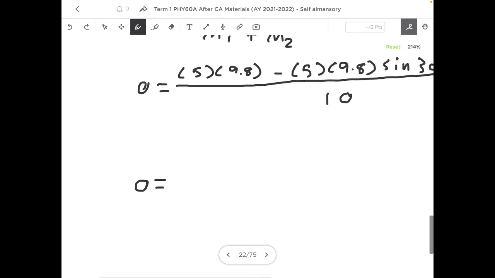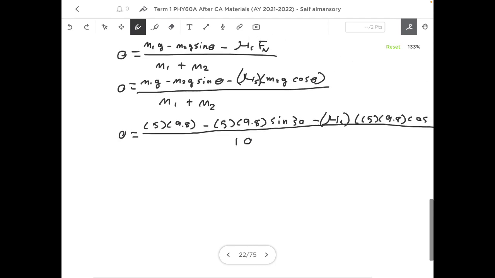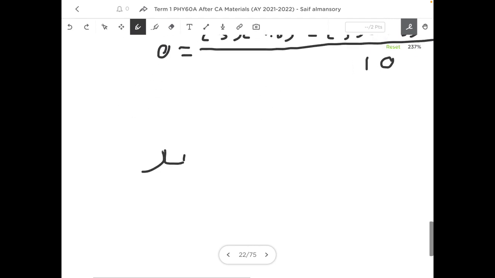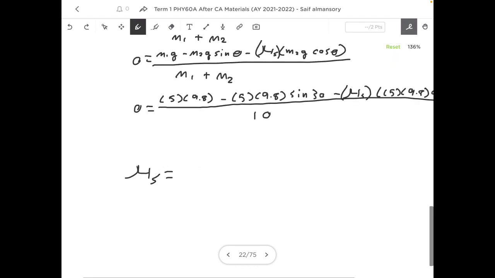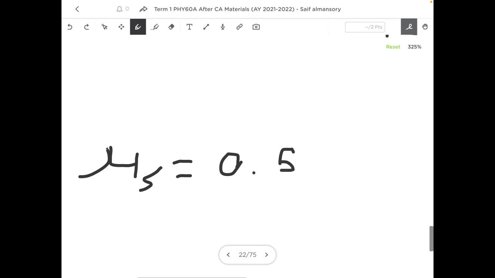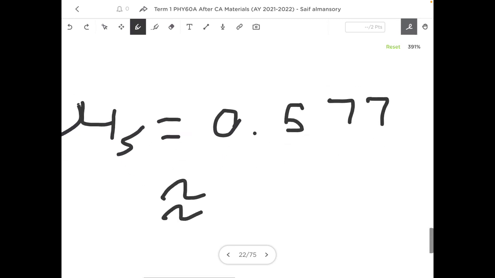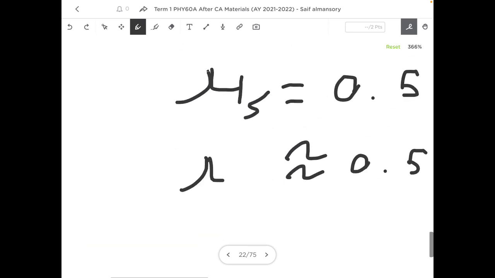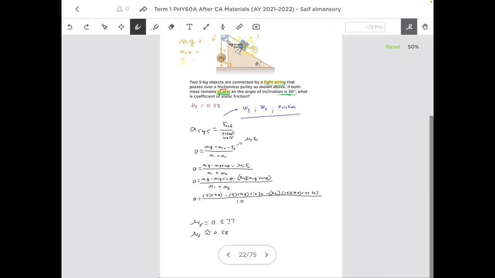Now plug these numbers into your calculator, and you will get the static coefficient equals 0.577, which, rounded to the nearest hundredth, is 0.58. It is unitless. There is no unit for the coefficient of static friction.